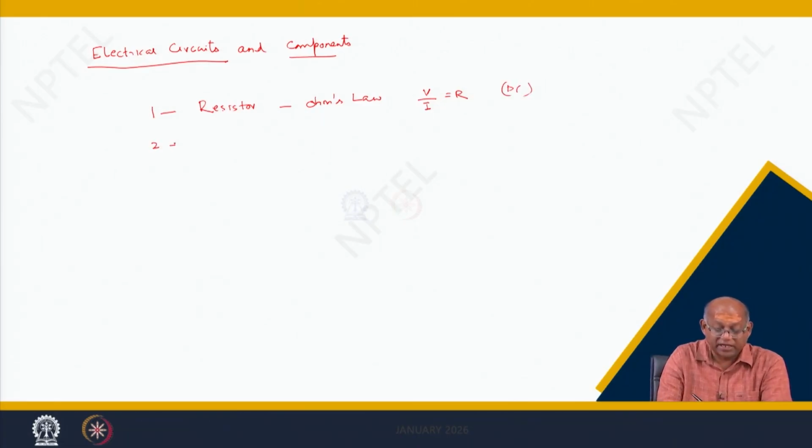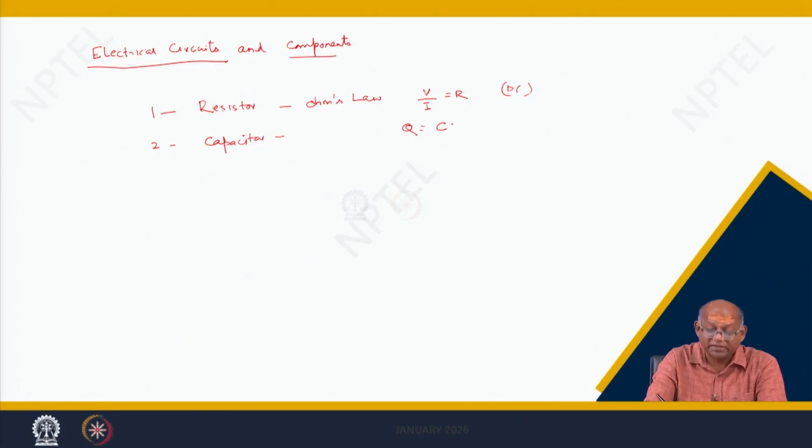Then the second one is known as a capacitor. Capacitor, you know, Gauss law, etc. What does the capacitor tell you? The charge is equal to capacitance into voltage. This you know from your physics, and current is equal to dq by dt, that is charge flow, which is equal to C dV by dt. C is constant. So, this is the law of capacitance, that means I is equal to C into dV by dt.